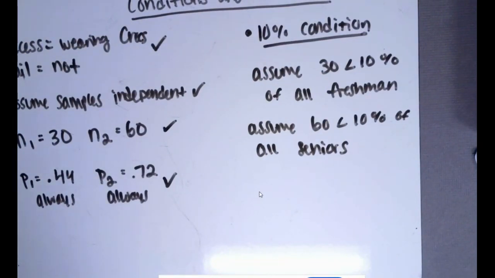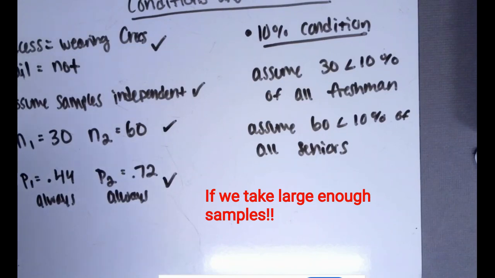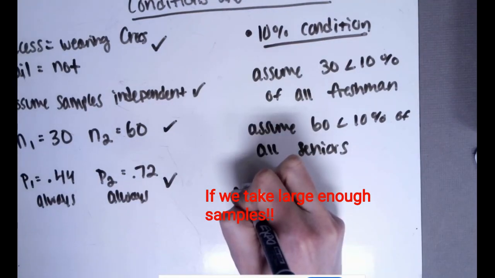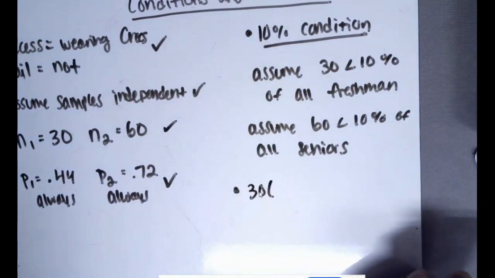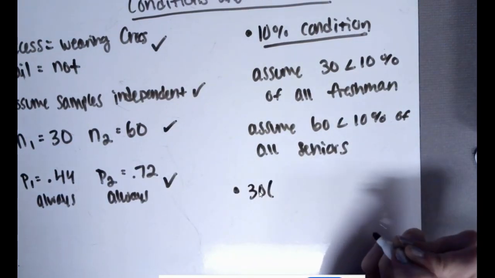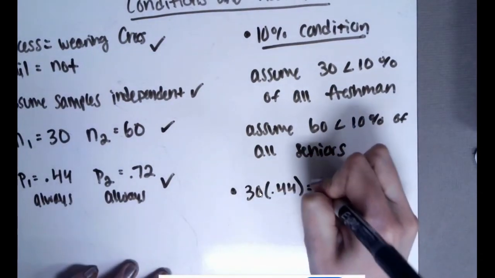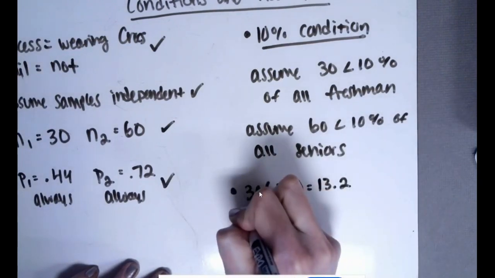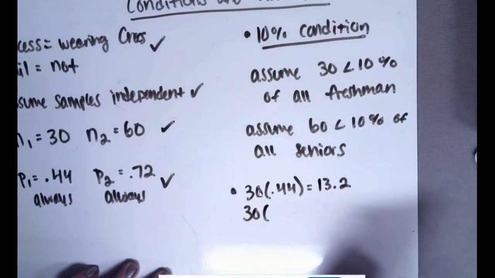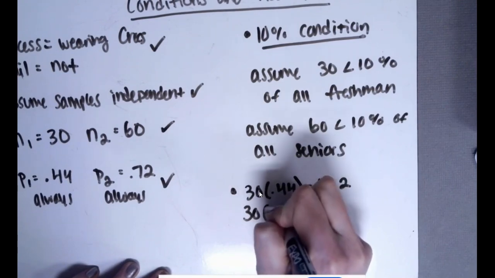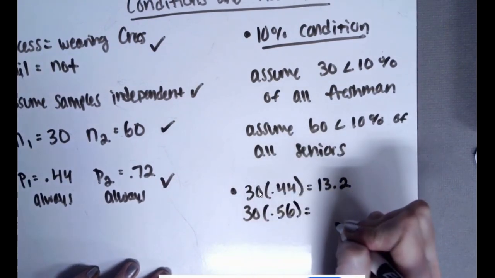Lastly, we're going to check our large counts condition. So remember we said that as we continue to plot those differences in proportions, eventually they will form a normal distribution. But that's only true if we need the sample size times the chance of success, in this case, the chance that somebody is wearing Crocs, to be greater than or equal to 10. So this is going to be 13.2. And we also need the sample size times the chance of failure to be greater than or equal to 10.